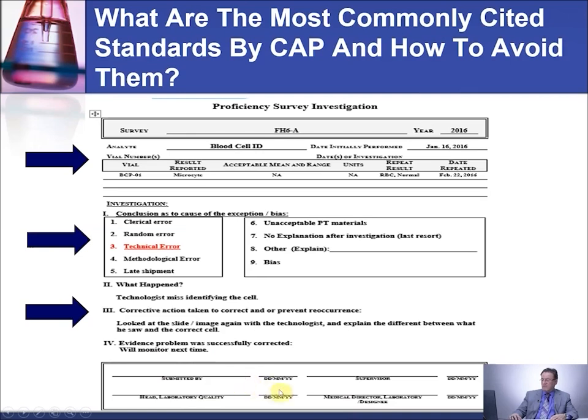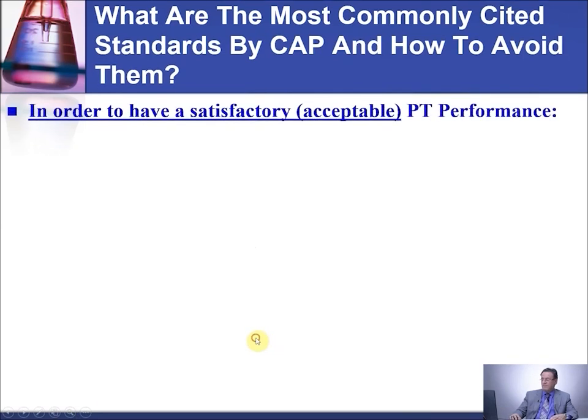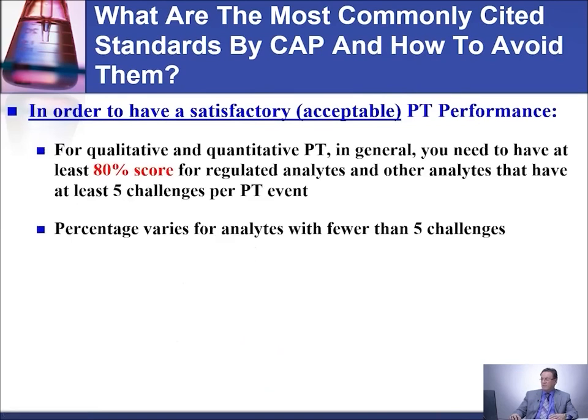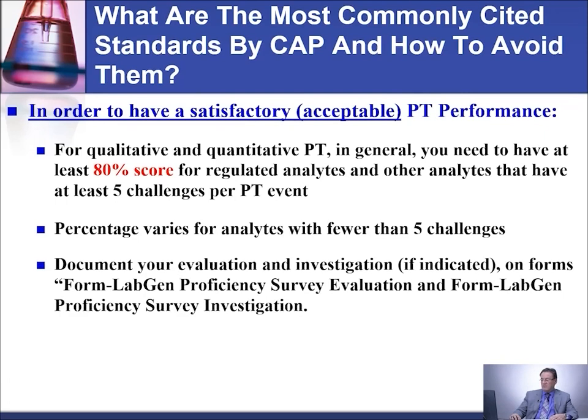And then you sign and file. And the most important signature is the medical director or designee. Don't forget about the date. So in order to have a satisfactory acceptable PT performance, you need an 80% score if you have at least 5 challenges per PT event. This percentage could vary, depending on the number of challenges, if you have less than 5.